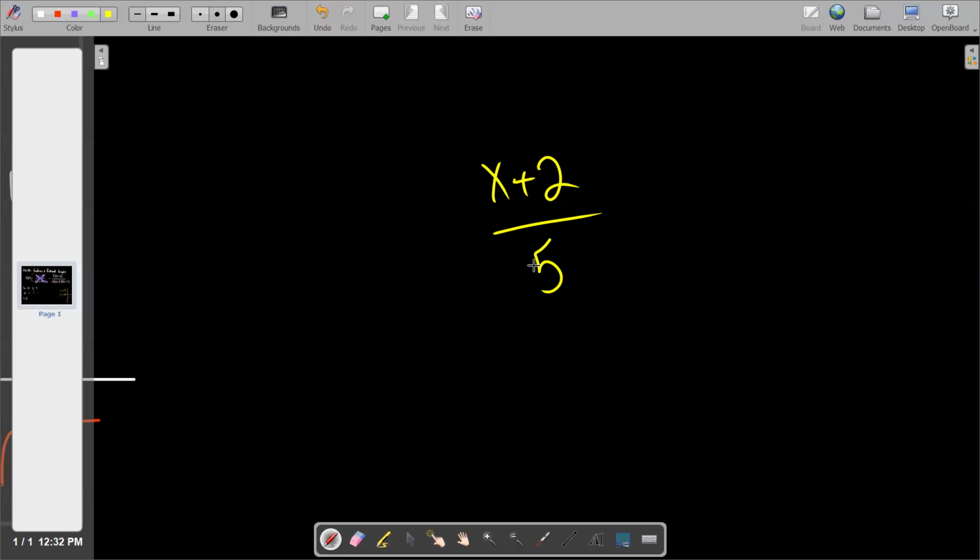So for your notes, when you get to the part that says find the x-intercept, your notes should say make the top equal 0. Make the top equal 0. Make the top equal 0. Got it? Good.